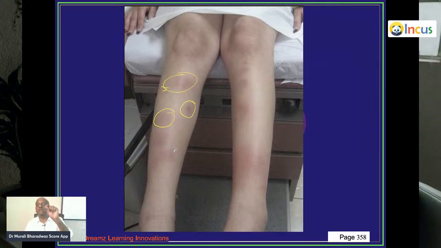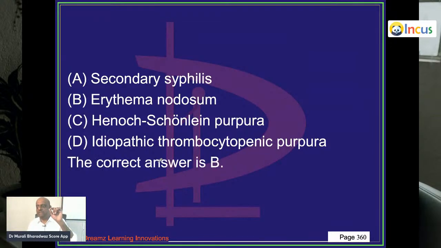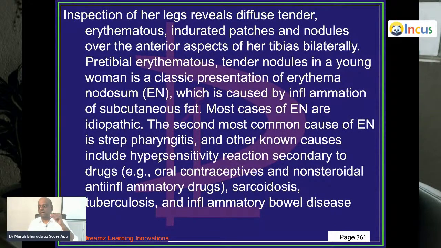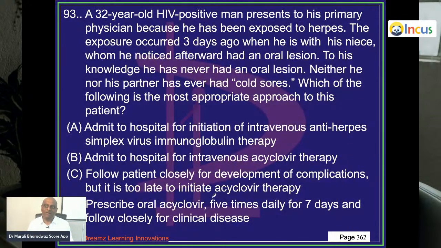Panniculitis, inflammation of subcutaneous fat tissue, is clinically called by dermatologists erythema nodosum. Streptococcal infection is one of the underlying causes. Even oral contraceptives, NSAIDs, sarcoidosis, TB, inflammatory bowel disease, any of them can lead to the development of erythema nodosum, is what you should remember.